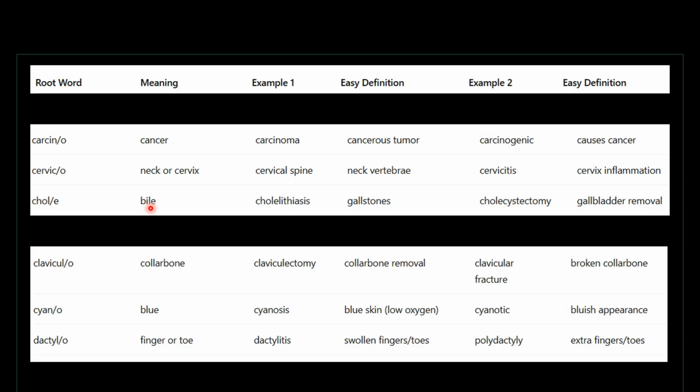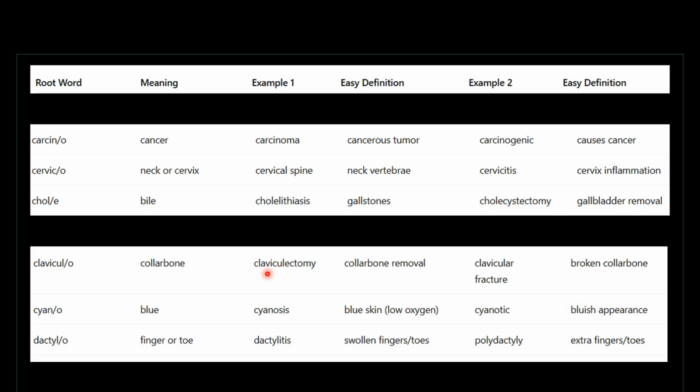Col or chole, which is denoting the bile. Like cholelithiasis. Cholelithiasis means gallstones. For example, here you can see cholecystectomy, which is denoting gallbladder removal. Cholecystectomy. Okay. Then we have clavic or clavicul, that is denoting the collarbone.